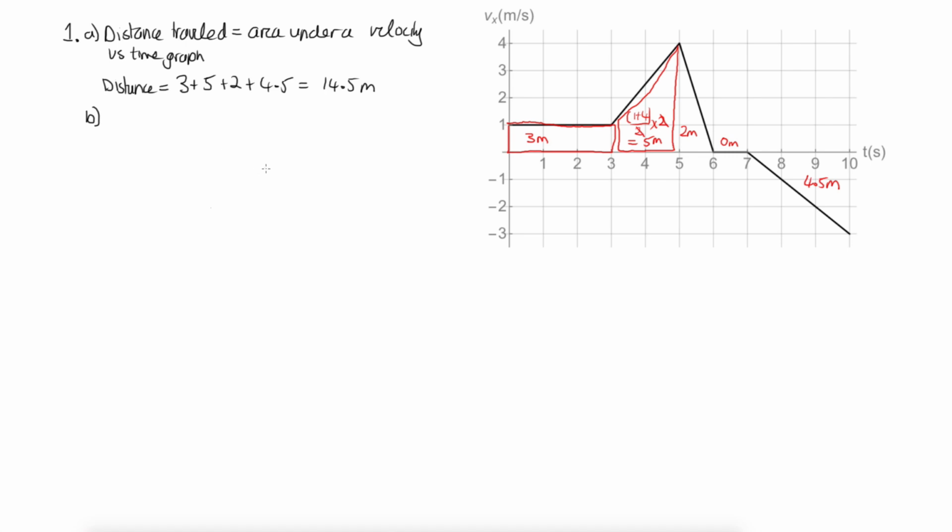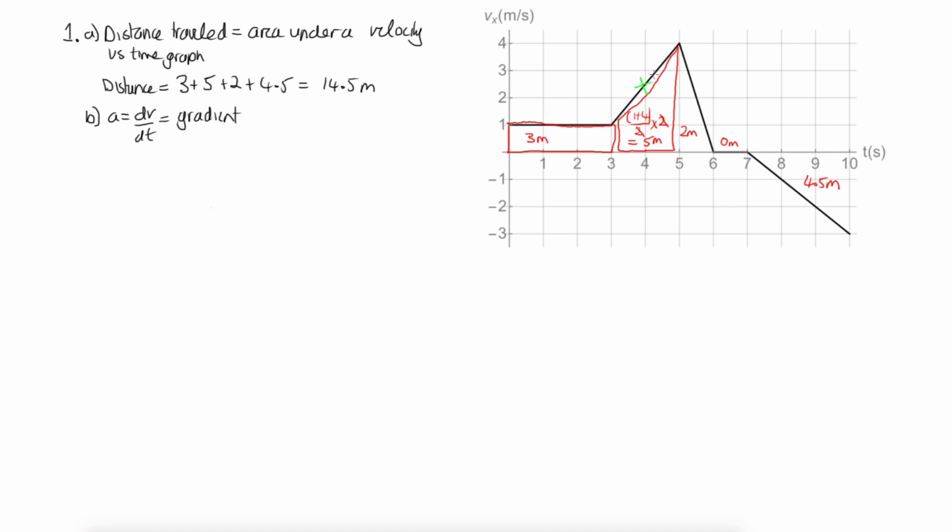Part B then asks us, what is the instantaneous acceleration of the object at 4 seconds? So that's asking us to find the acceleration of the object here. So to get instantaneous acceleration, it's equal to how quickly the velocity is changing at that instant, which is just the gradient at the instant. So we need to find the gradient here.